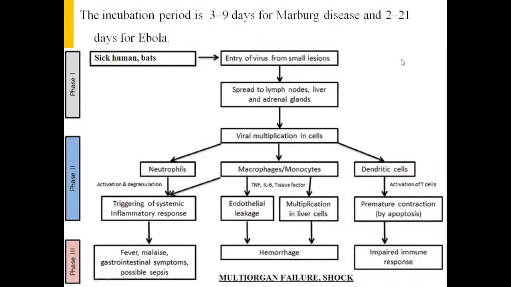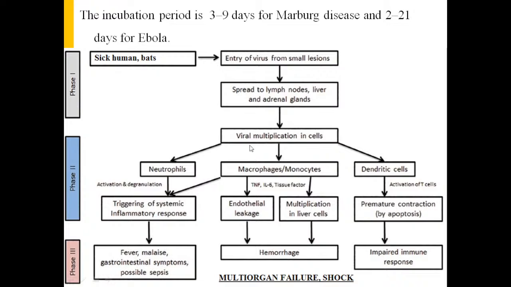The incubation period is from 3 up to 10 days, 9 days for Marburg disease, and from 2 up to 21 days for Ebola. The virus enters through small lesions, small cuts in, for example, skin or mucosal membrane, and spreads to lymph nodes, liver, and adrenal glands. Then the virus replicates in cells, in lymph nodes, in liver, in internal organs.